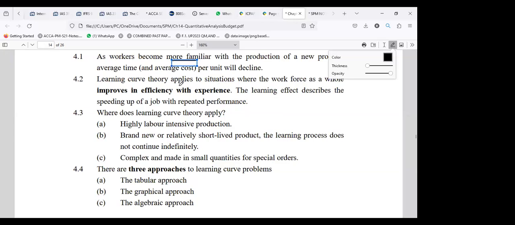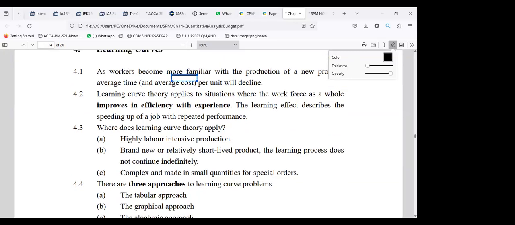So learning curve applies to a situation where the workforce as a whole improves in efficiency with experience. And this is very practical in our world, or what we do. The more you learn, the more efficient you become. You can finish a task in very few minutes, or very few hours. So the learning effect describes the speeding up of a job with repeated performances.